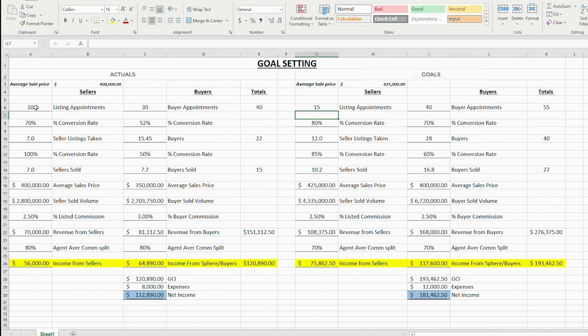So let's say you do 15 listing appointments and you convert 80%. Well, that's 12 listings taken, right? Seller listings taken. Let's say you sell 85% of them.